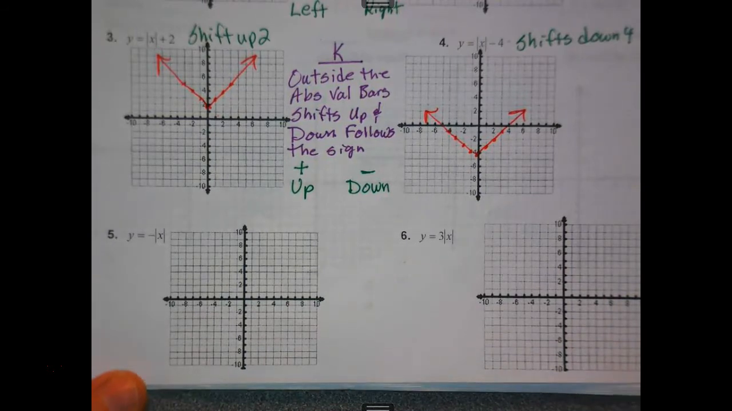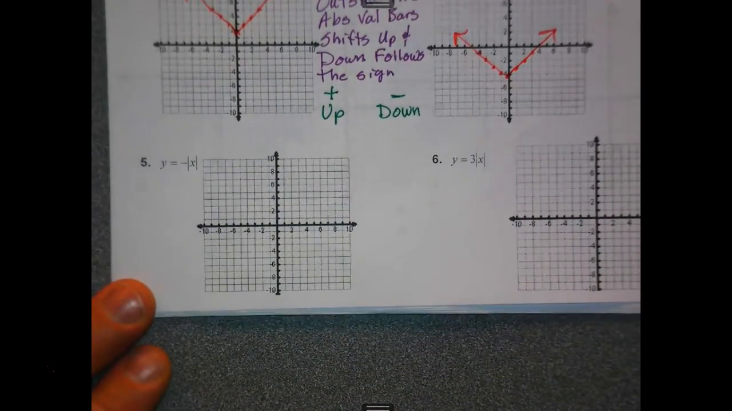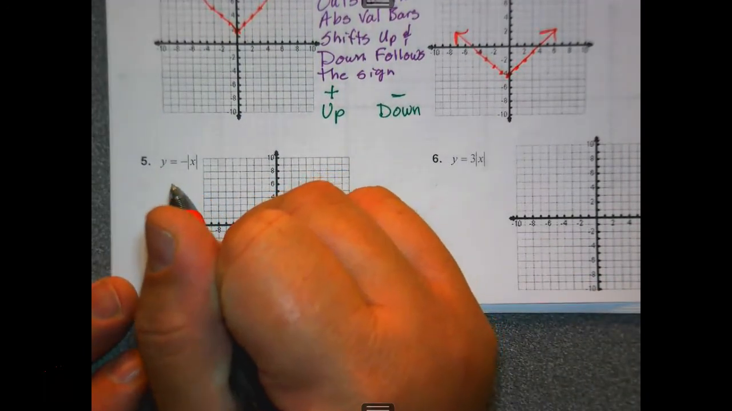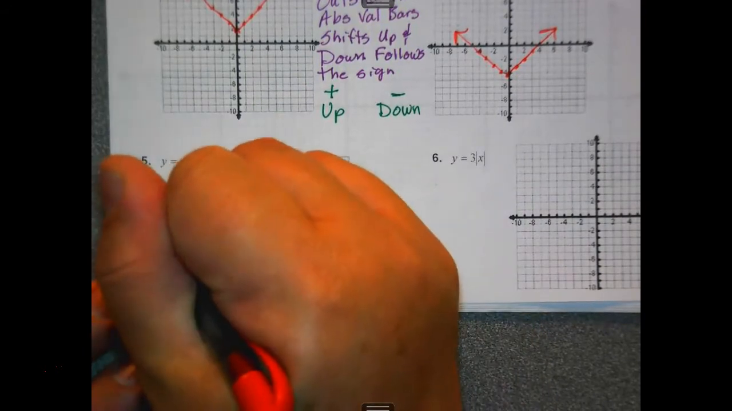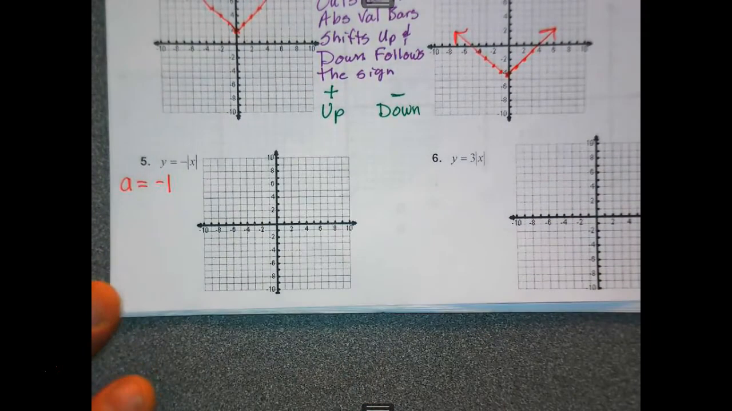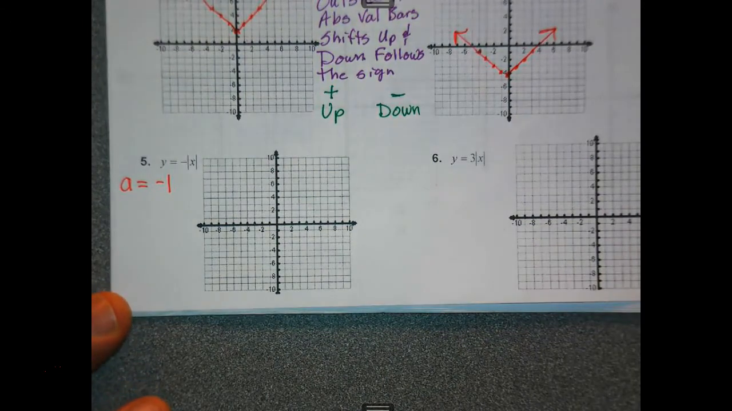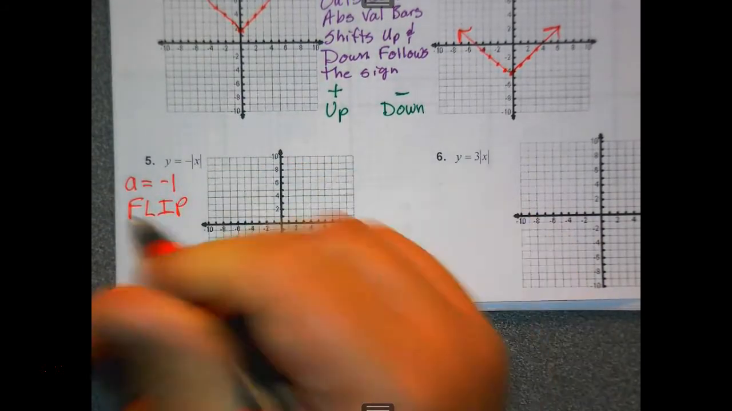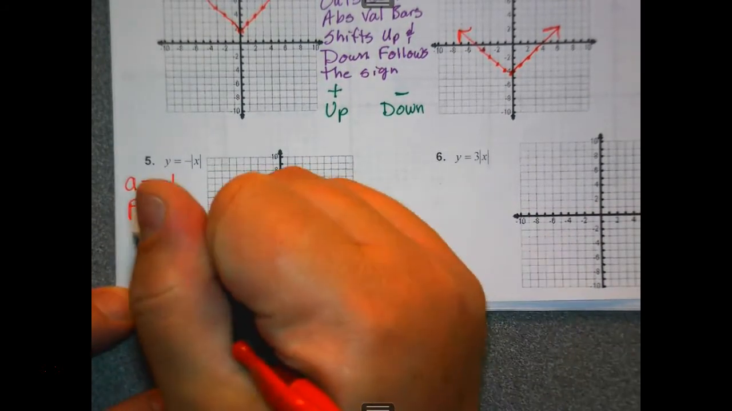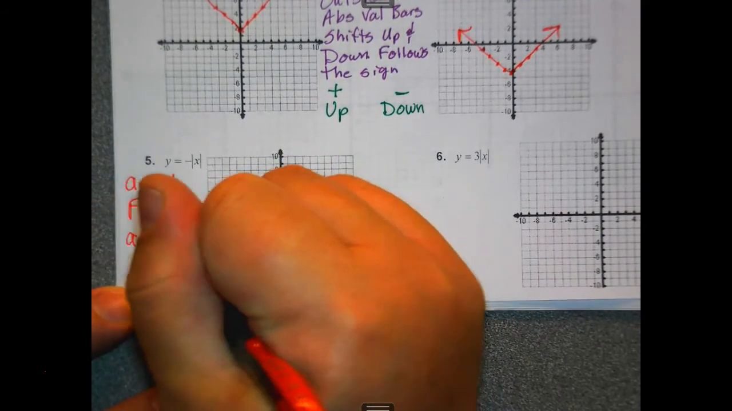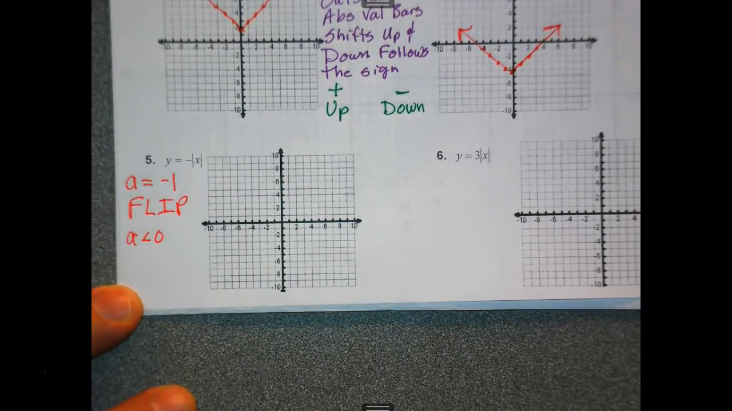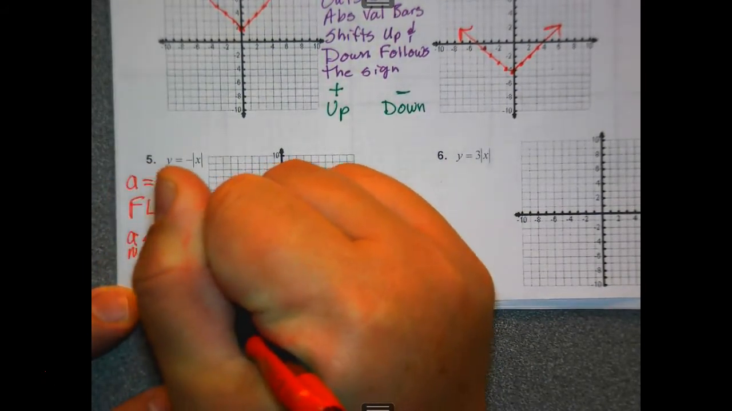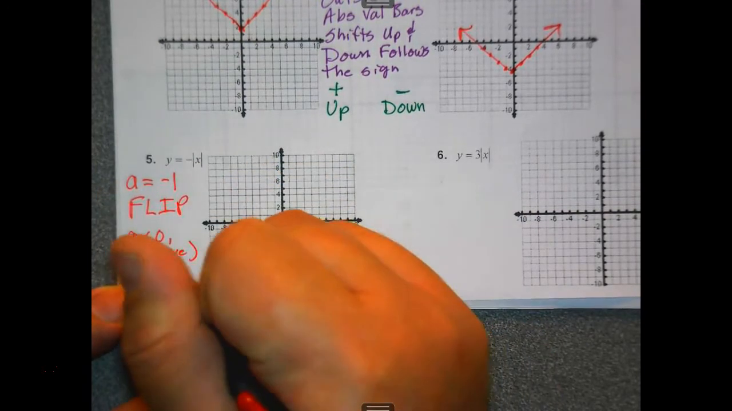All right. Number 8. What's different in number 8? Yeah, my slope or my A is -1 instead of +1. It's going to flip my entire graph. When my A is negative, less than 0, flip the graph.